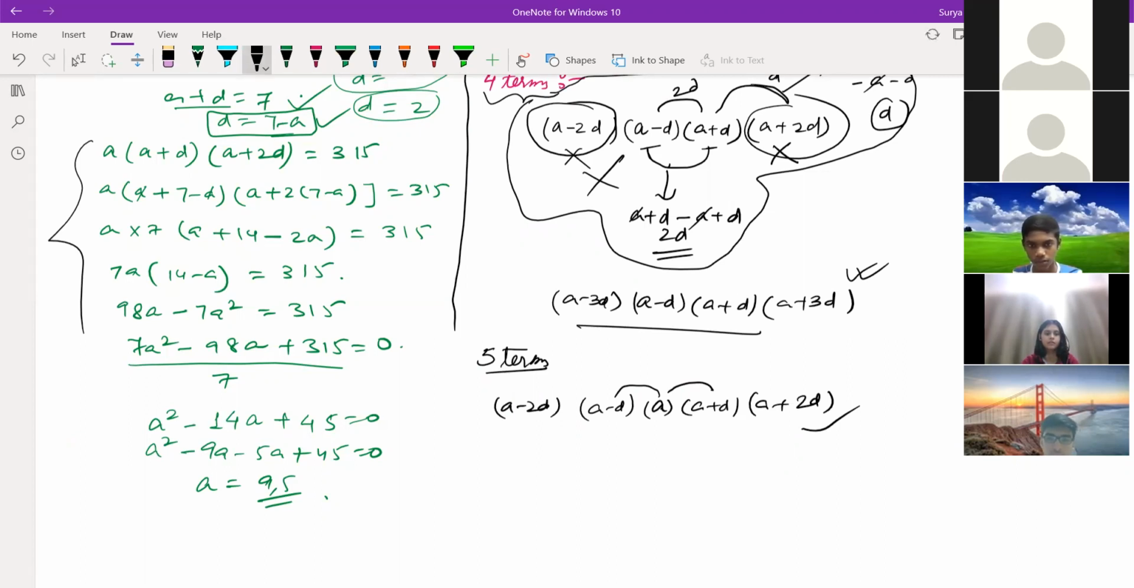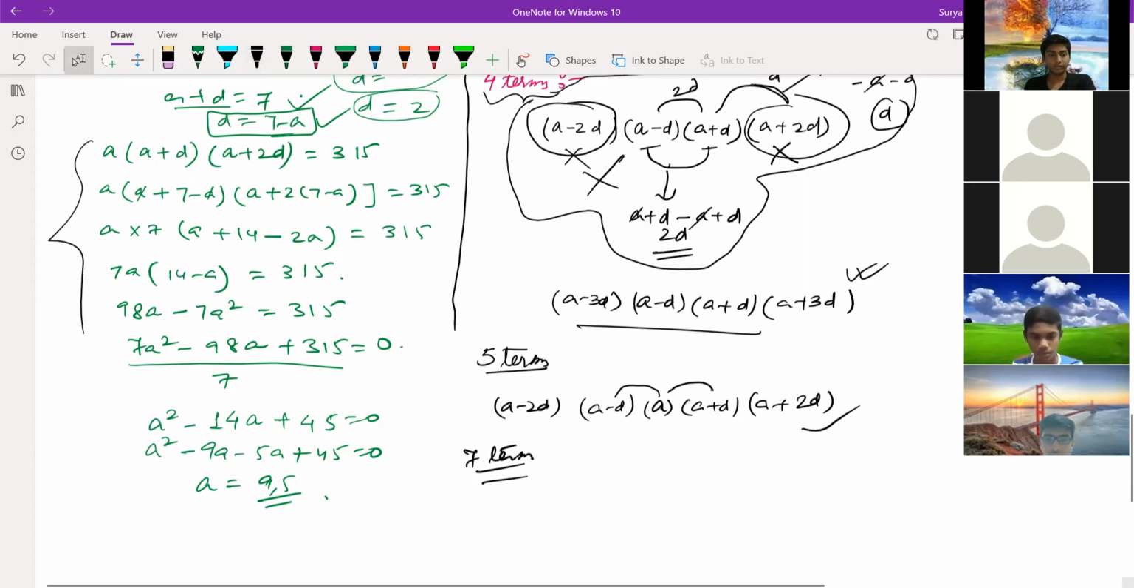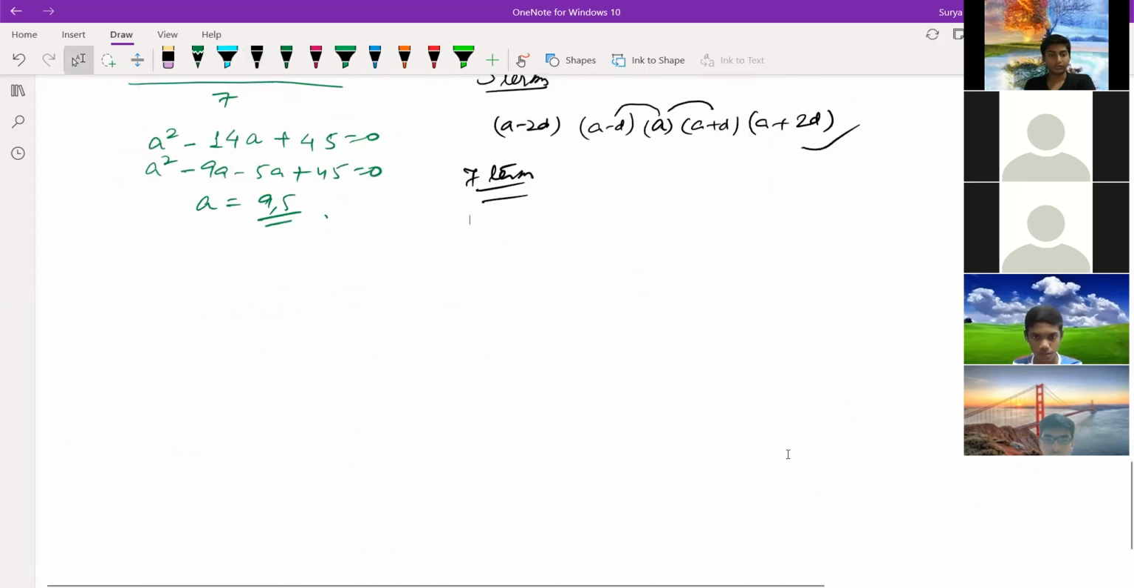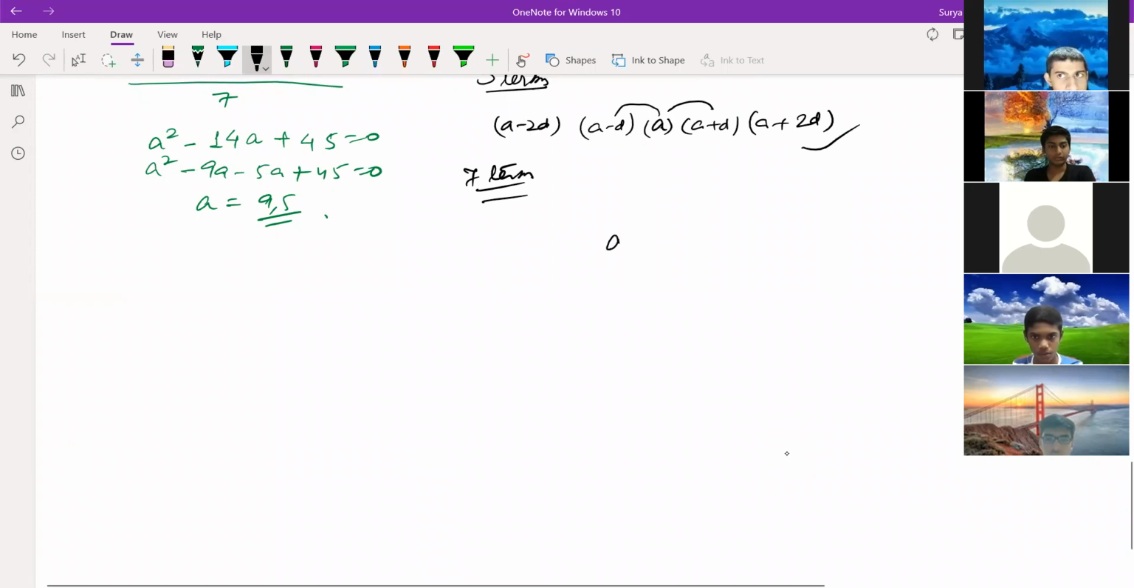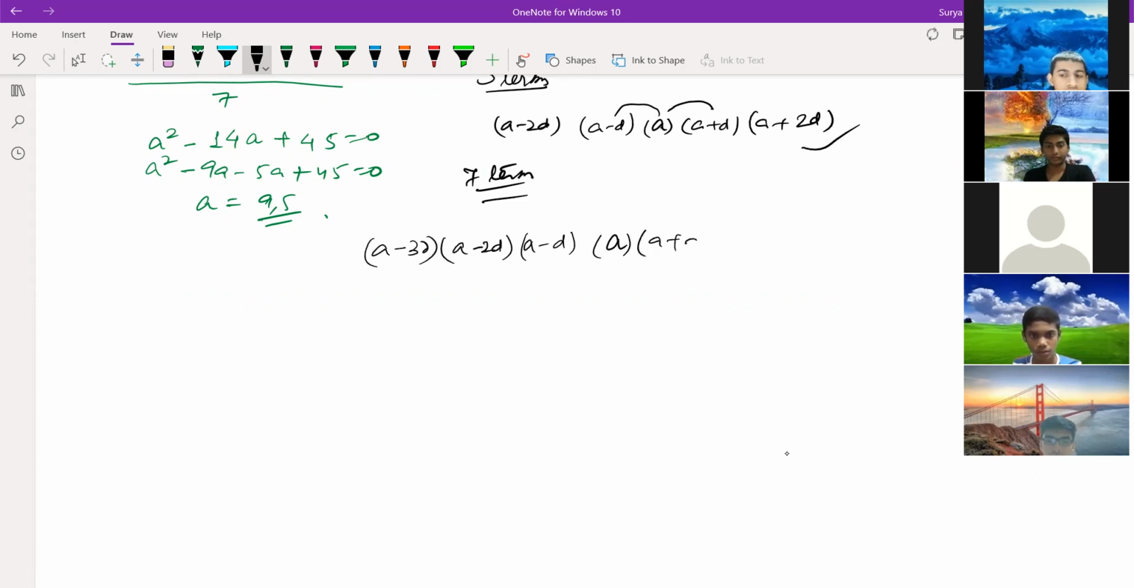Okay, tell me for 7 terms, what you should write, Drishi? The middle term will be a. Then before that will be a minus d, before that will be a minus 2d, and before that will be a minus 3d. And then it's the same on the other side, but with plus. Okay. What about the 6th term?